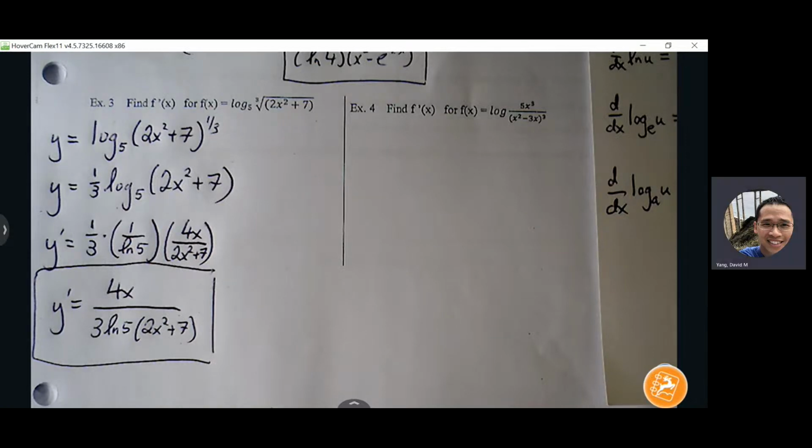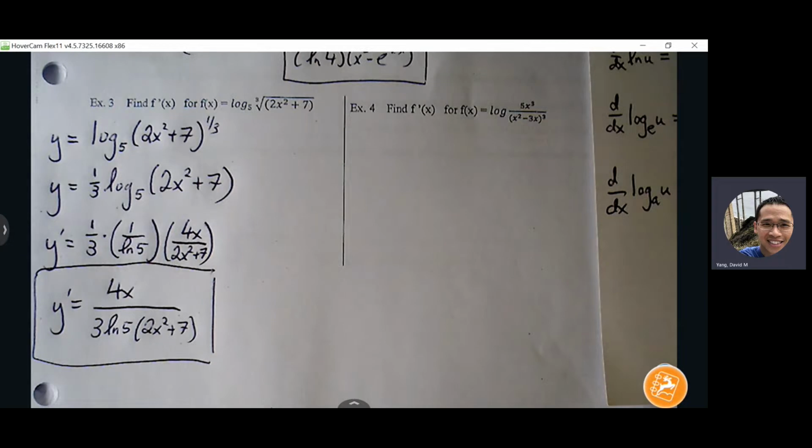Okay, what do you notice about number 4 that we should consider? There's no log base. Yeah. There's no base that's visible to us. But there's a base there. You know what that base is?